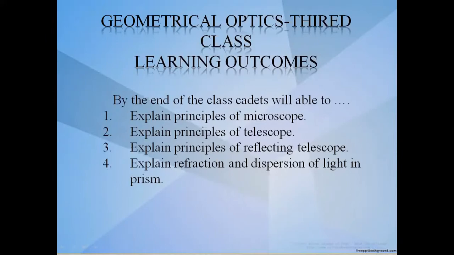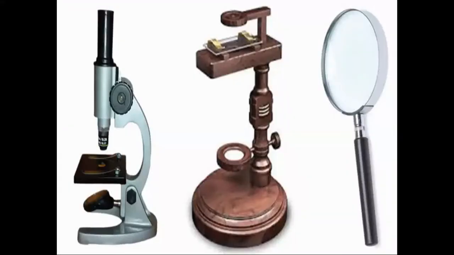So no more delay, I am going to discuss the first topic, that is microscopes, and there are three types of microscopes. There is the simple microscope, and there is also another name, compound microscopes. Firstly, what is the definition of a microscope? A microscope is an optical instrument used for viewing very small objects such as mineral samples or animal or plant cells, typically magnified several hundred times.